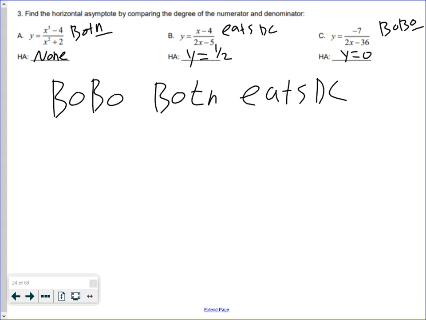Just putting 1/2 or just putting 0 is not going to be correct. That's just a number. It doesn't make sense. Well, y equals 1 over 2, or y equals 0. It's an actual line. It's an actual asymptote.